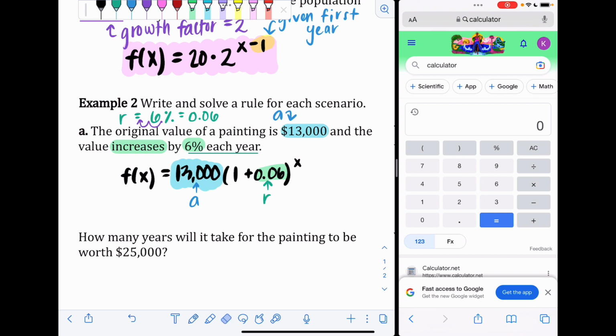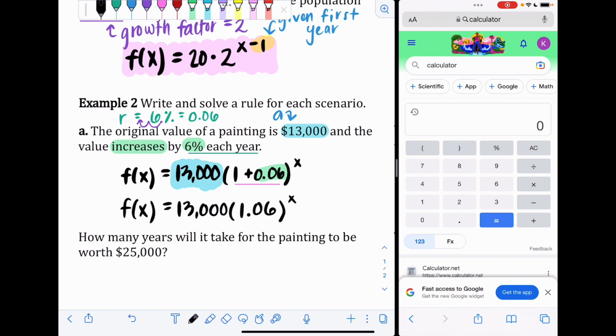Okay, so we have everything in there now. I'm just going to go ahead and simplify it. So kind of just like adding these two together in here. So it'll be f of x equals 13,000 times 1.06 and then to the x power.